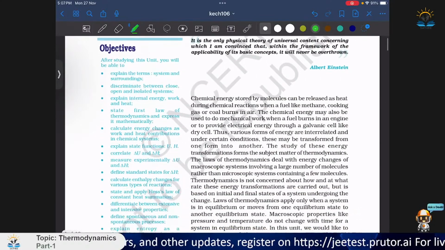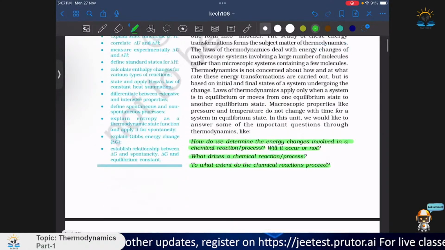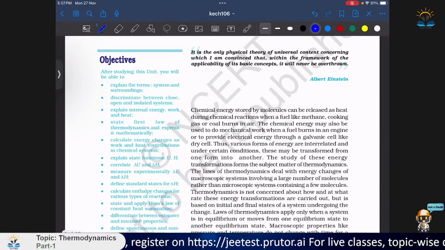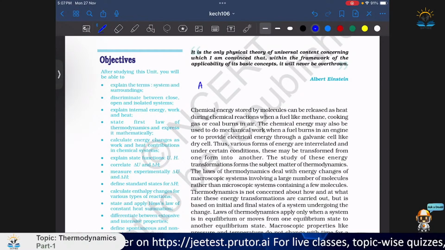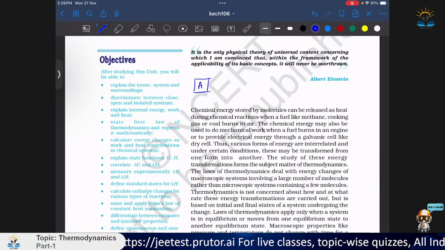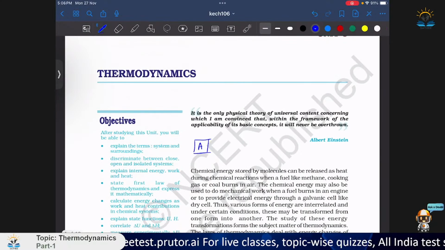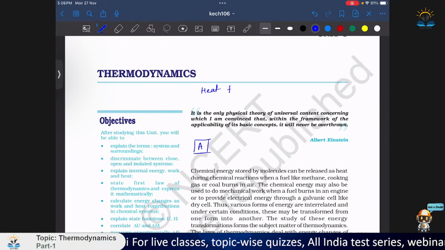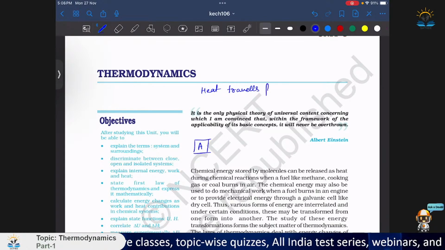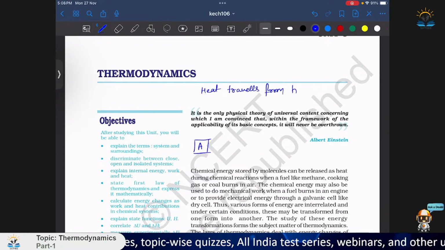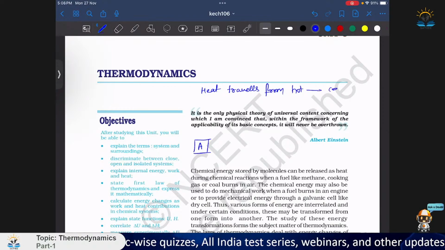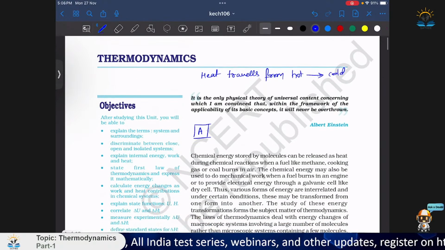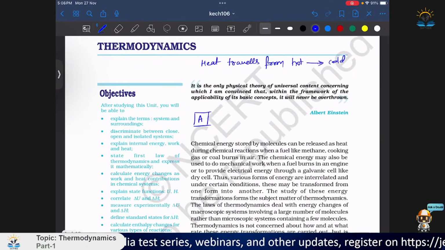One thing we should be clear about, the zeroth law of thermodynamics. It says, suppose there is a body A. Okay, first thing, even before the zeroth law, the first thing which we should know is heat travels from hot to cold body. Okay, this is the basic principle of thermodynamics, that heat travels from a hot to a cold body.